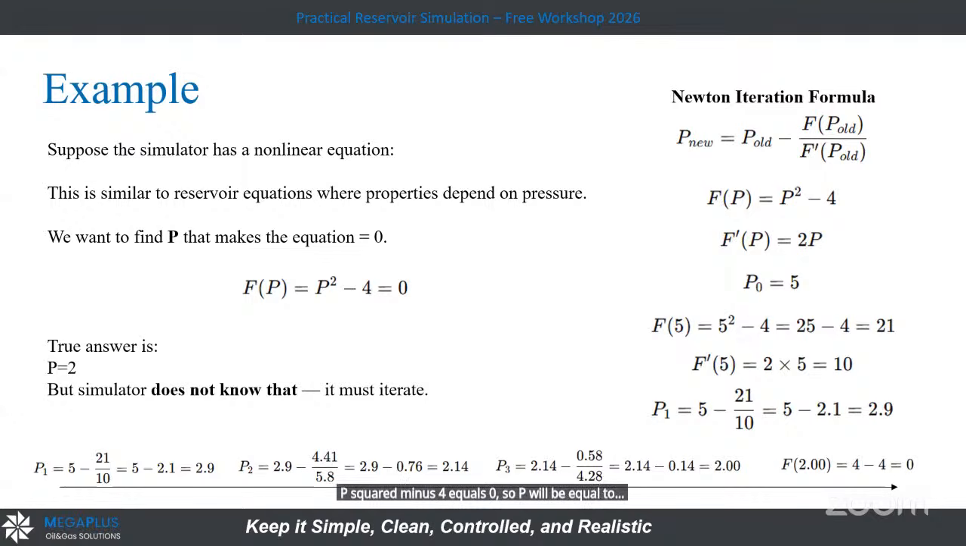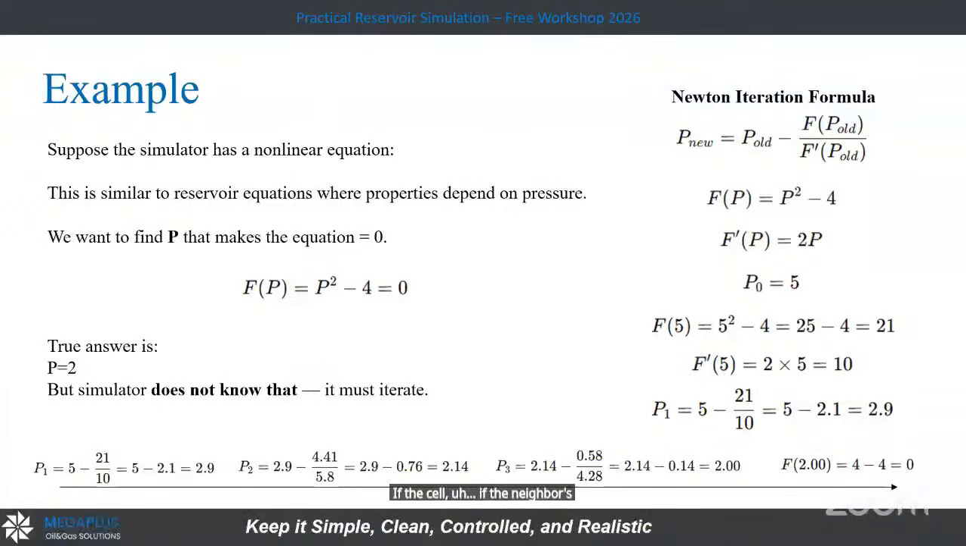Does the simulator work like this? No, because the simulator doesn't know exactly what value it will get. It depends on the neighbor cell, so it must iterate. As an example, if the neighbor cell gives it an input like 5, what will the simulator do? It will do an iteration. The function of 5 will be 5 squared minus 4, which gives me 21.